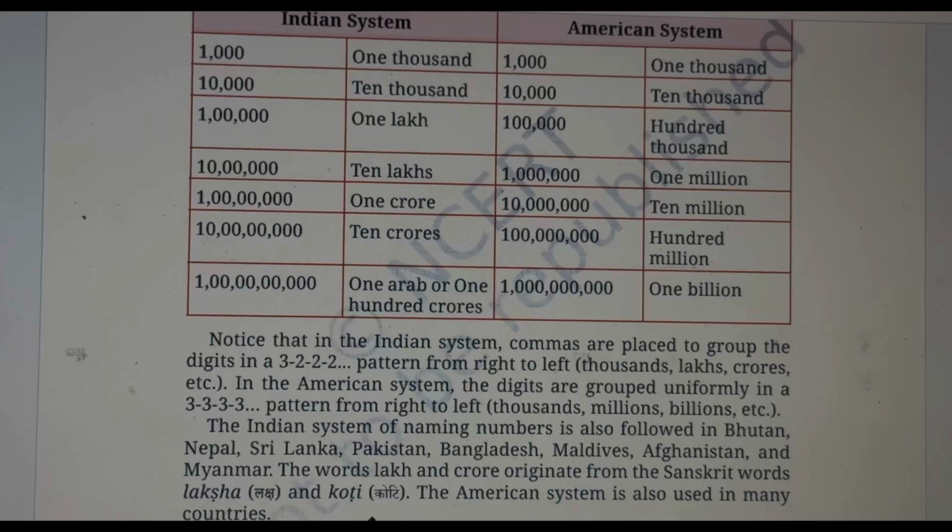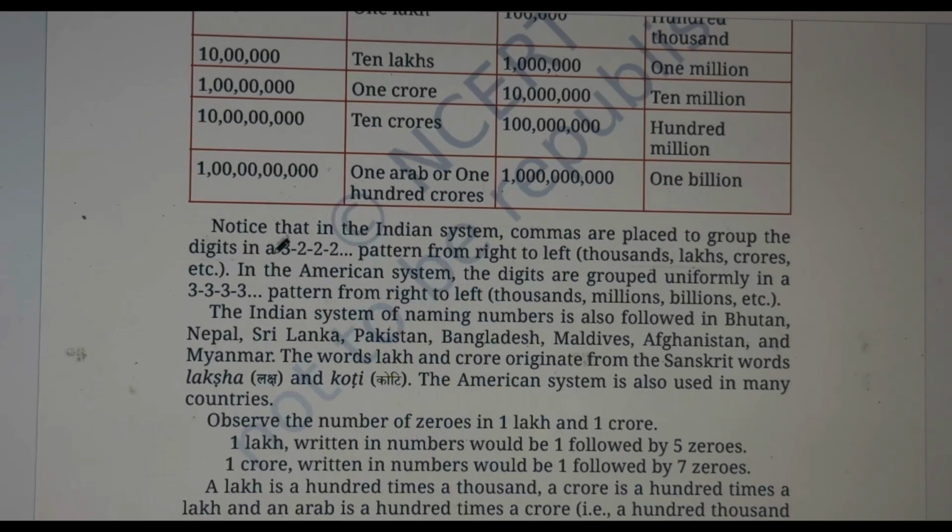Now, as I explained just now, you can notice the Indian system pattern is from the right side: 3, 2, 2, 2, like that is the pattern to put the commas and to separate the blocks, the groups, that is the thousands, lakhs, crores, like that. While in the American system, the pattern is 3, 3, 3, 3 from right to left. And it is thousands, millions, billions, the commas separate the groups, right?